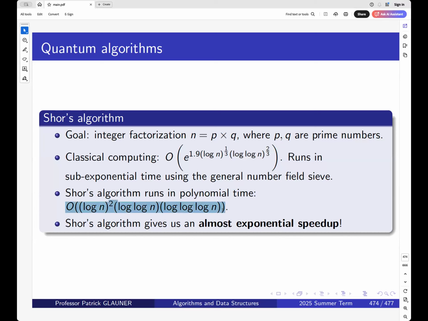This is a polynomial eventually. And what I get is an almost exponential speedup. Now I can do the integer factorization much faster than before. And that would destroy most of today's encryption algorithms because they rely on integer factorization being very tough.